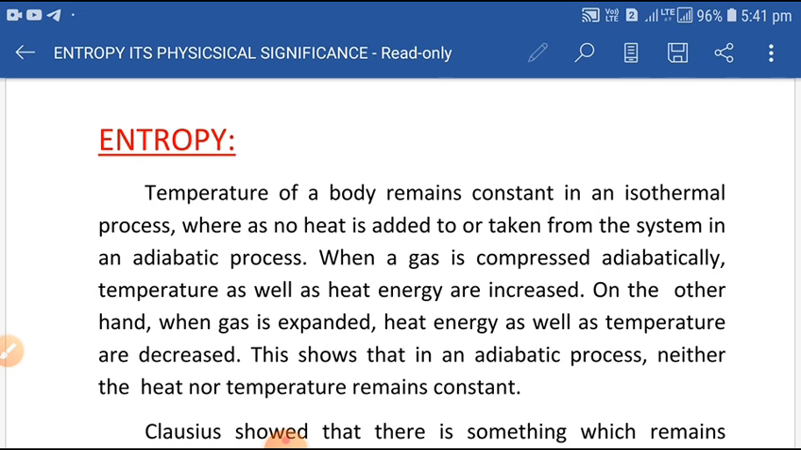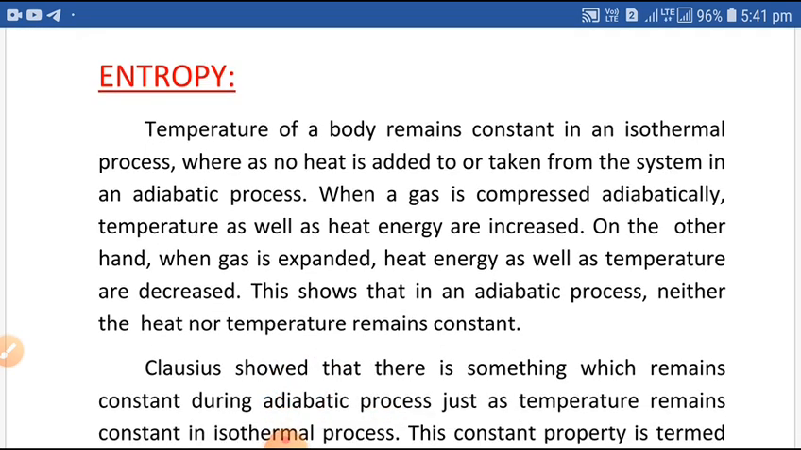Right? When a gas is compressed adiabatically, temperature as well as heat energy are increased. So we know that when the gas is compressed adiabatically, its temperature is raised. That means the heat energy is also increased. On the other hand, when the gas is expanded adiabatically, heat energy as well as temperature are decreased.